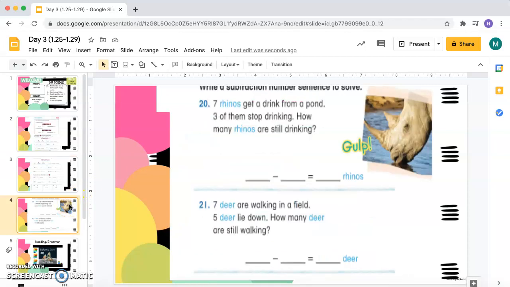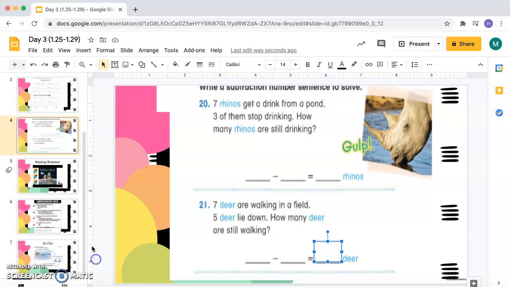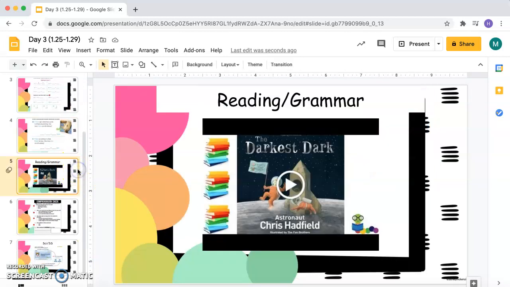The back of your packet, 7 rhinos get a drink from the pond, so you're going to put a 7 right here. 3 of them stop drinking, put a 3 right there. And then how many rhinos are still drinking, and put the number right there. 7 deer are walking in a field, put 7 right there. 5 deer lay down, put 5 right there. How many deer are still walking? So what's 7 take away 5, and put your number right there. That's it for your math, and then you'll go and do some iReady math.